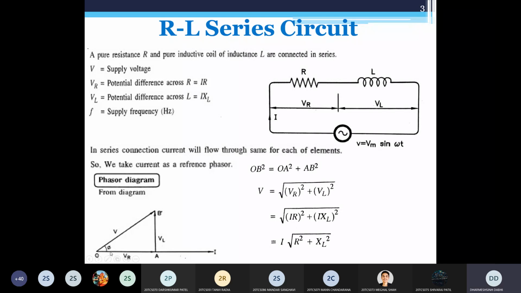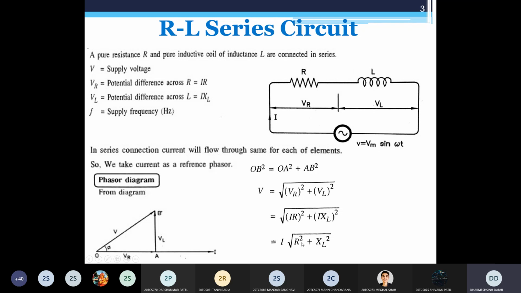So V is equal to what? If we find it mathematically, OB square is equal to OA square plus AB square. Clear? OA is the voltage across R, so it is VR square, plus AB, the voltage across L, so VL square. VR is what? I into R, the current flowing through the resistance into the resistance of this circuit. So I into R whole square plus I into XL whole square.